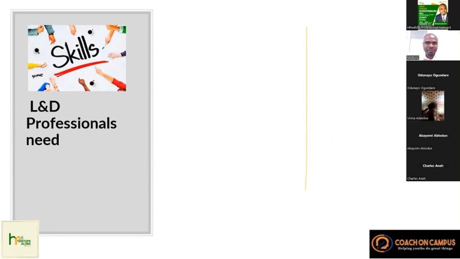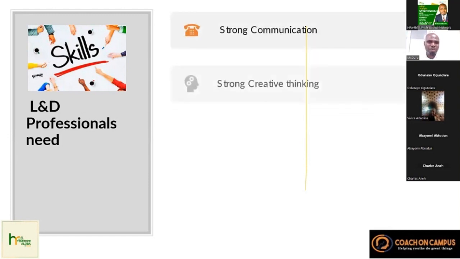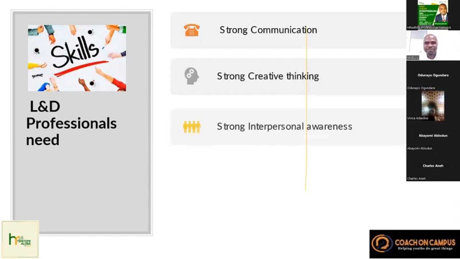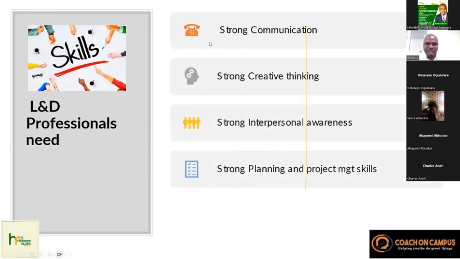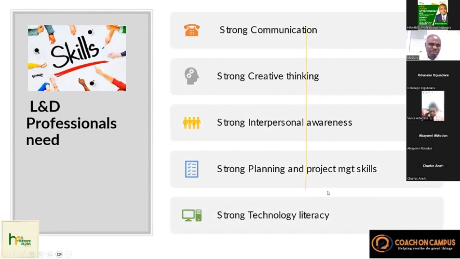Are we there? Looking at the skills mentioned, please list the skills that you have. Strong communication skills, strong creative thinking skills. What skills do you have among all of these skills listed? One, two, three, five of them, all of those. Which of them do you have? Which of them do you not have? It gives you an indicator of where your next line of development should be as an L&D professional.